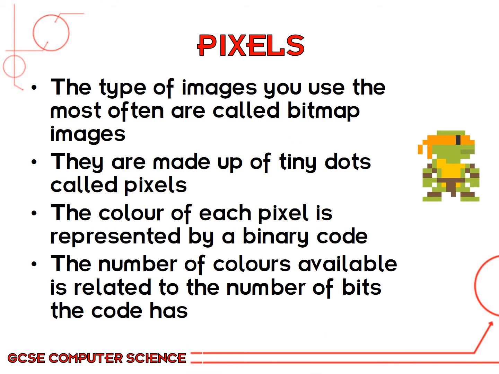The most common type of image that you will see are called bitmap images. They're made up of tiny dots of color, which we call pixels. The color of each pixel is represented by a binary code, so every single little block of color that you see on the screen has got its own binary value. The number of colors available is related to the number of bits that the code has.